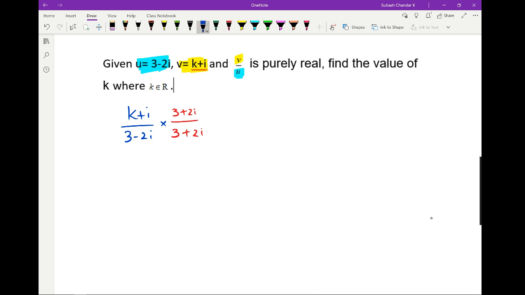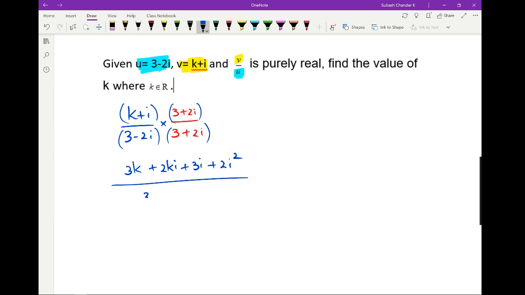Okay, so anyway, going to here, you've just got 2 quadratics there. So you've got the numerators multiplying each other, and the denominators multiplying each other. So k times 3, you've got 3k. K times 2i is going to be 2ki plus 3i, because i times 3 is 3i, and then i times 2i is 2i squared. And the whole thing is divided by 3 squared minus 2 squared i squared.